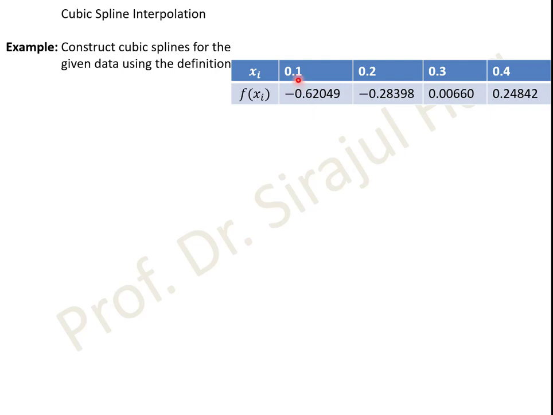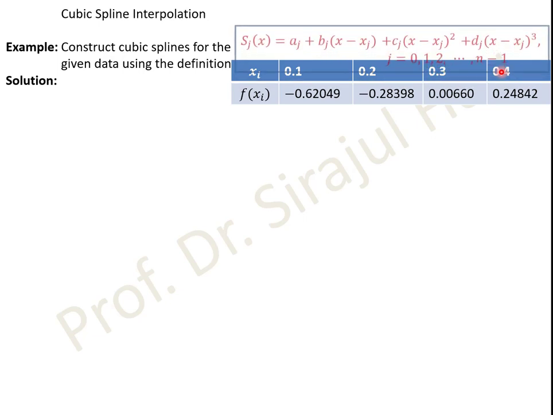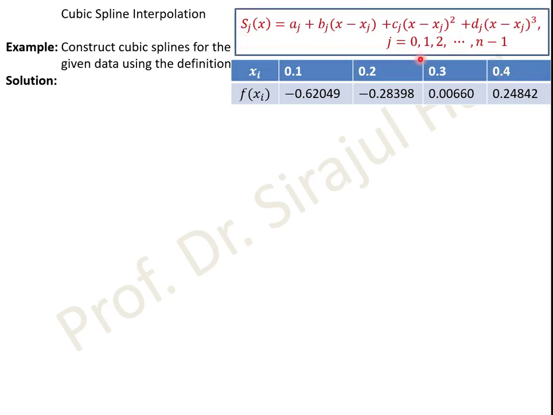You can see in this case, this is x0, x1, x2, x3. We are having 4 data points. So according to the criteria of the cubic splines, we can construct 3 cubic splines. What is the form of the spline? That is given by this relation. In this particular example, with x0, x1, x2, x3, the value of n is equal to 3. It means that you will have s0, s1 and s2, because 3 minus 1 is equal to 2.